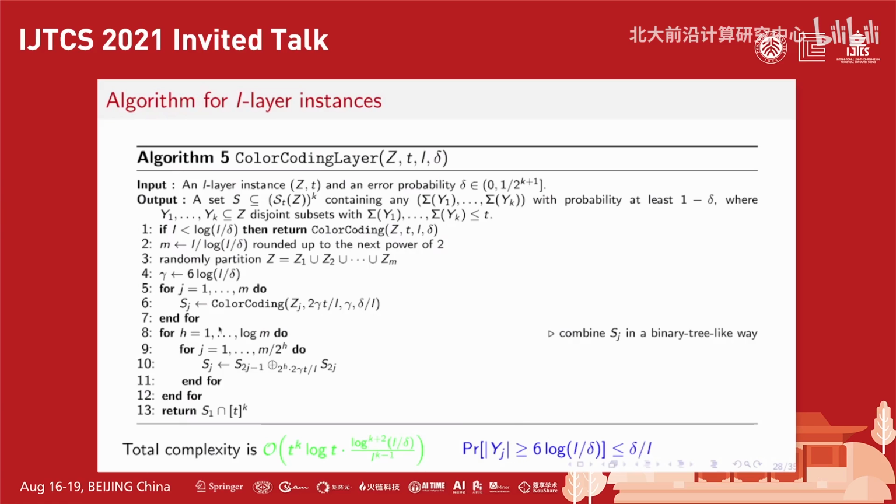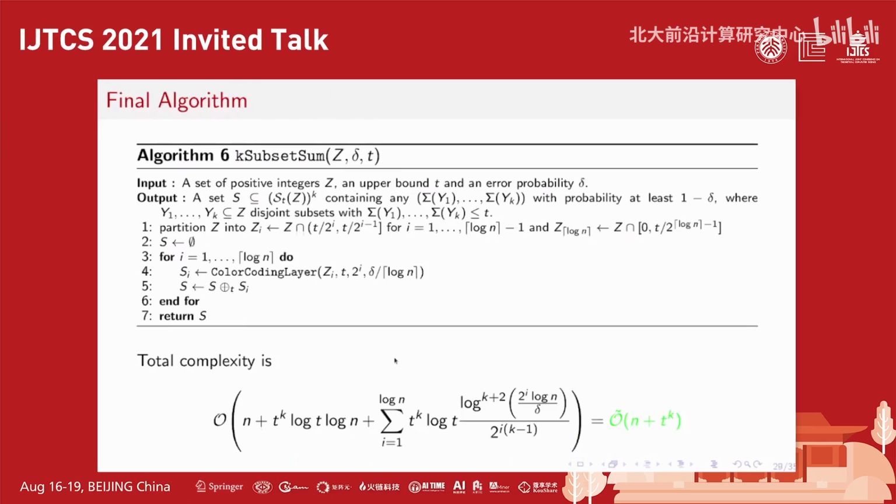And afterwards we simply combine the solutions in a binary tree-like way, and we get the total complexity of this. We get this final complexity. And now the only thing to do is partition our original input set to L layers and solve each L layer independently and combine those solutions. And the final complexity occurs to be this.